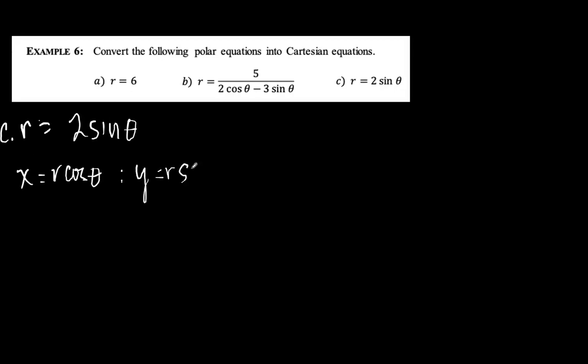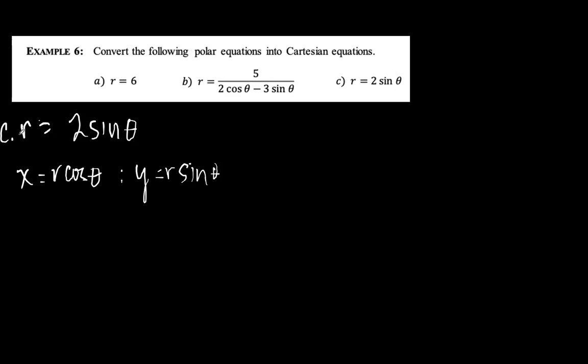R is equal to 2 sine theta. So letter C is r is equal to 2 sine theta. And again, we are going to make use of x is equal to r cosine theta and y is equal to r sine theta. So we are going to focus on the sine theta here, all right? We can convert this to y whenever there's an r with sine theta, or it is expressed as r sine theta.